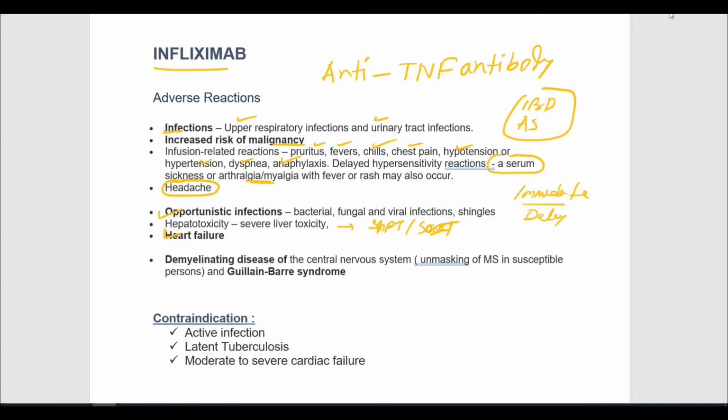Actually, infliximab should not be given in moderate to severe heart failure, because if infliximab is given at around or more than 5 mg per kg body weight, it may aggravate the heart failure. And a very important and interesting adverse effect of infliximab is that it may cause demyelination in the central nervous system. Sometimes the patient taking infliximab may suffer multiple sclerosis, due to demyelination. This is called unmasking of multiple sclerosis, and sometimes it may cause GBS-like symptoms, Guillain-Barré syndrome. So these are the adverse effects, very important and high yield in any examination.